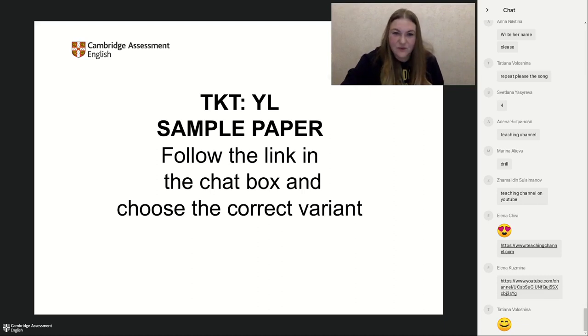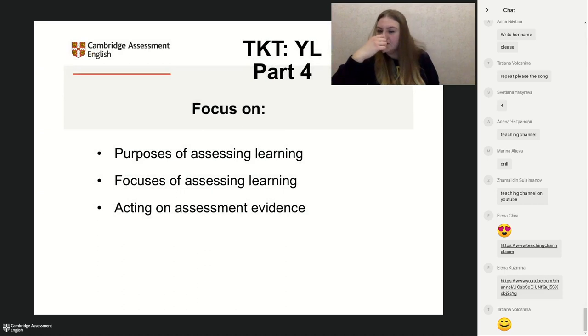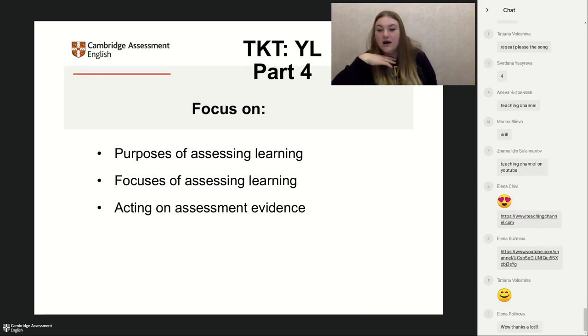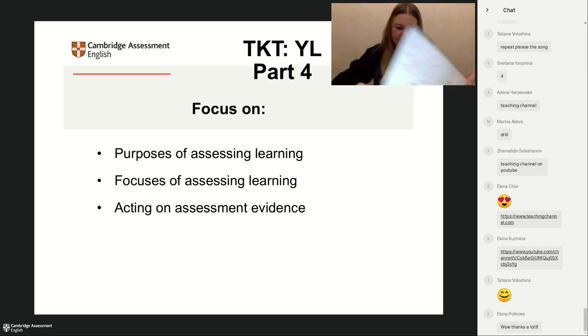Let's move to part four. Part four of the TKT YL Learner Test focuses on assessment: purposes of assessing learning, focuses of assessing learning, and acting on assessment evidence. That's the big basic thing.